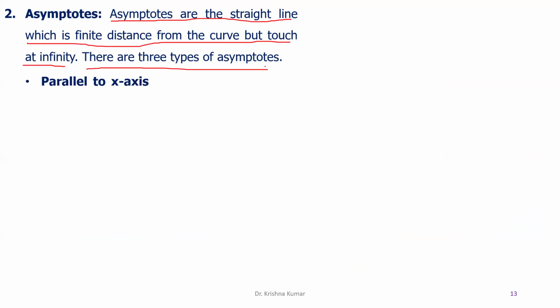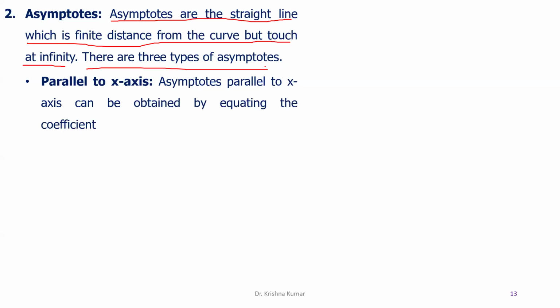The first one is called parallel to x-axis. Asymptotes parallel to x-axis can be obtained by equating the coefficient of the highest degree term of x equal to 0.